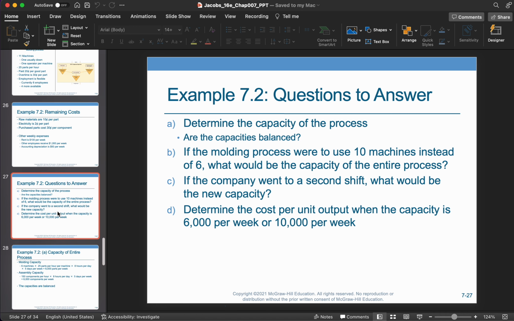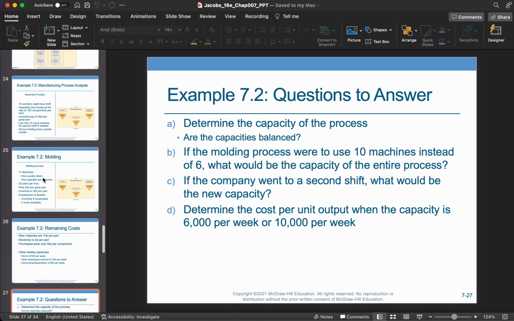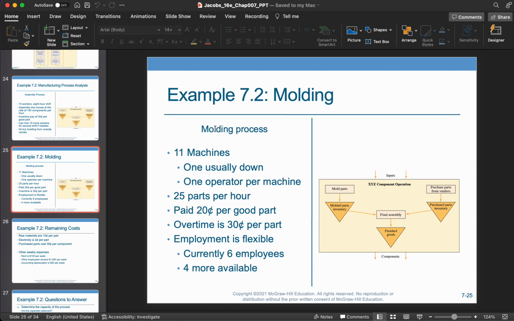First, let's look at the molding process and calculate its capacity. To calculate the capacity of the molding process, notice that you have 25 parts per hour, and this is per machine. So you have 25 parts per hour times 6 machines, right? So 25 parts per hour times 6 machines.